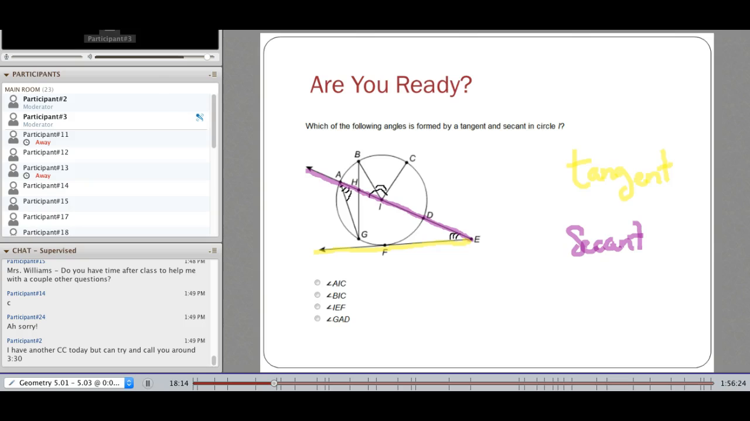All right, the 15 of you who put C as your answer, you are correct. Angle IEF, right? That's this angle right here. That is created from a tangent and a secant. Again, a tangent intersects the circle once. A secant is a line that intersects the circle twice. Let me know if you have any questions on any of these. And again, you can also watch the recording from last week. Mrs. Williams reviewed for Unit 4.